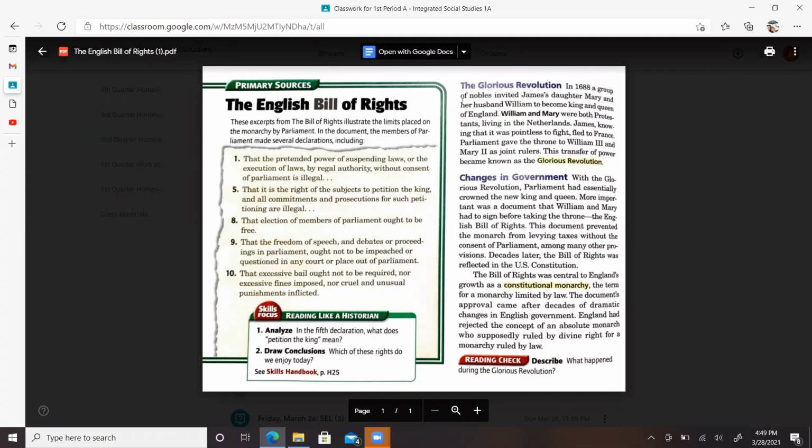So your two questions for this week are short answers. Number one, in the fifth declaration, what does petition to the king mean? And number two, which of these rights do we enjoy today and why?